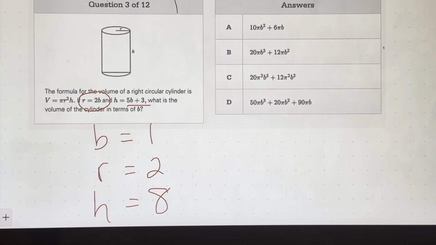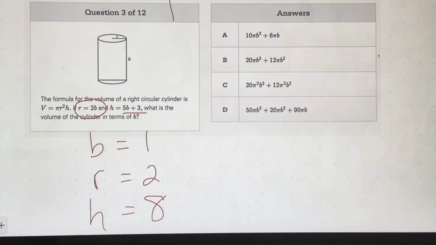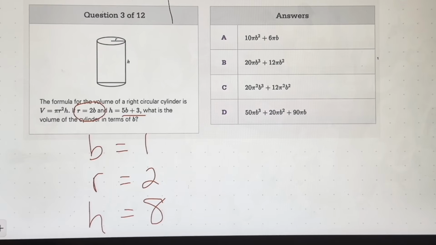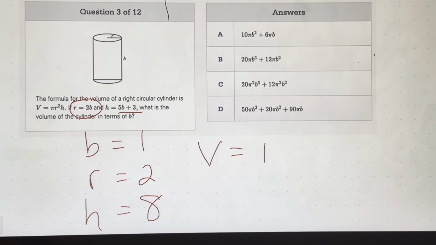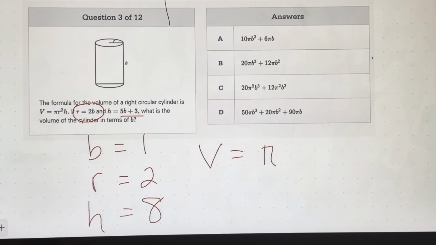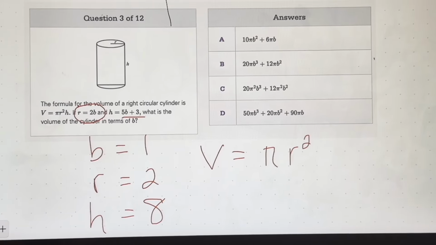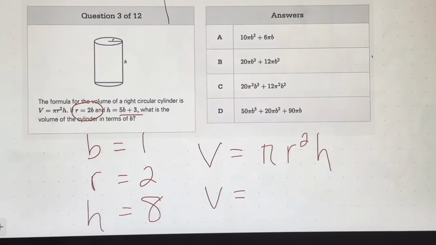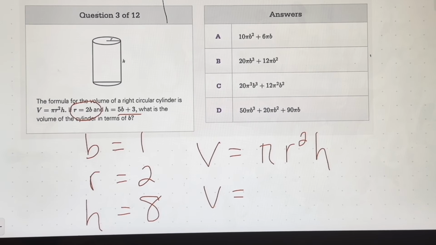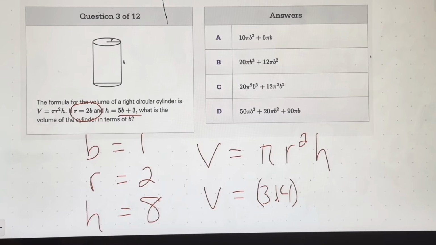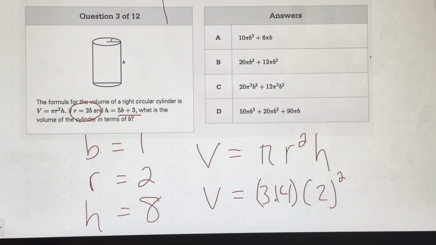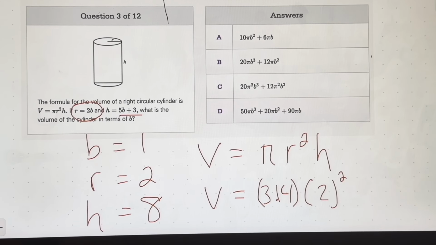Okay. Let's find the volume of the cylinder now, when B is 1 and R is 2 and H is 8. Okay? So they give us the formula for volume. Volume is pi, which is 3.14, times the radius squared times the height. So if we plug in these values, right now I'm just going to keep it simple and make pi 3.14. Again, you can just use the pi button if you want to on the calculator. 3.14 times R squared, that's going to be 2 squared, times H, the height is 8.